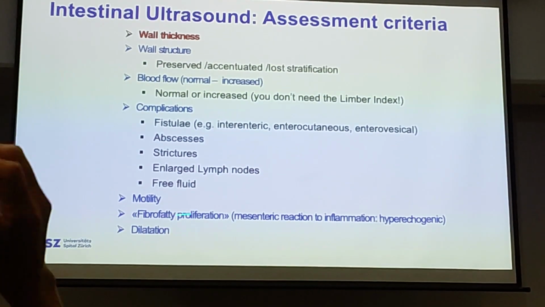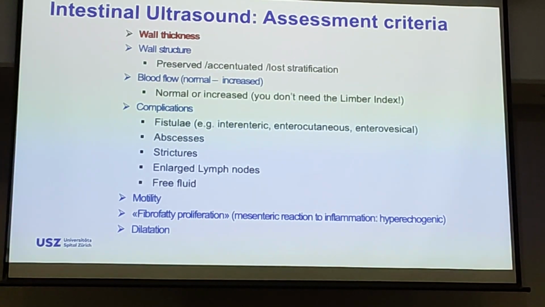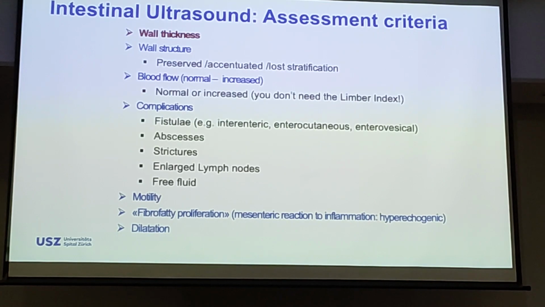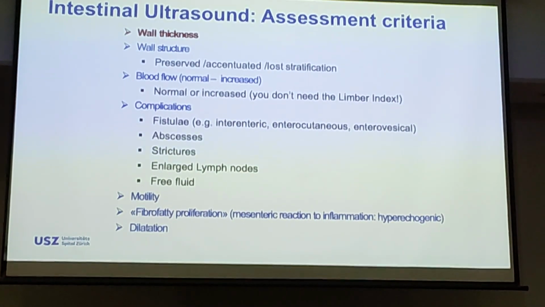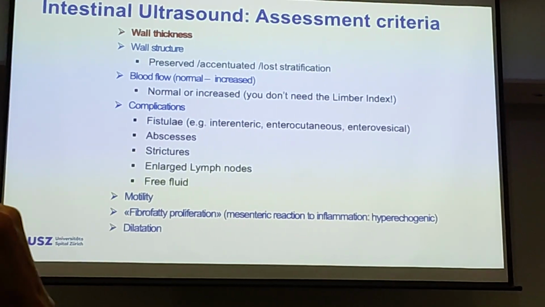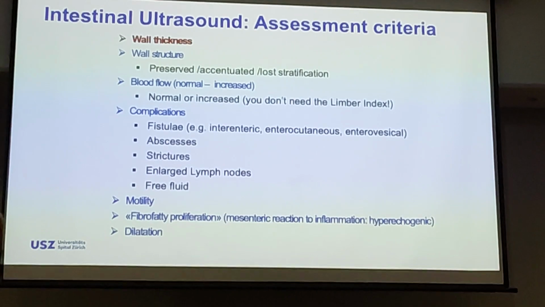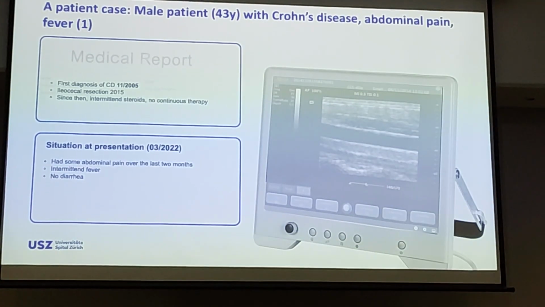And then there's something that's called fibrofatty complications. So around an inflamed area of the gut, there's always an increased amount of connective tissue that is bright white and hyperechogenic. And this is always an indicator for inflammation. And you also find it in ulcerative colitis. So it's not true that ulcerative colitis, at least with imaging, is restricted to the mucosa. And of course, we find dilatation in patients with strictures.